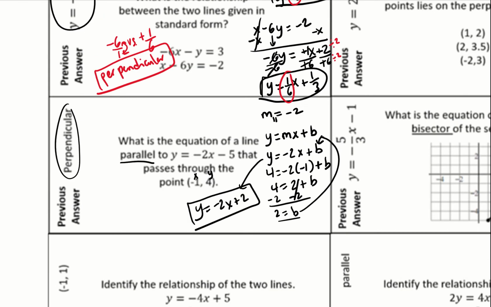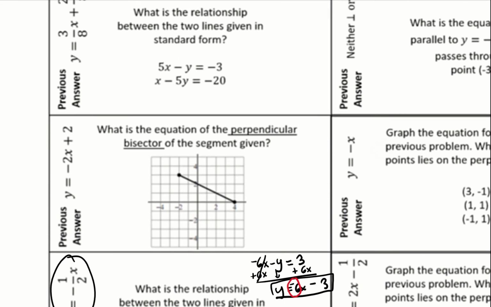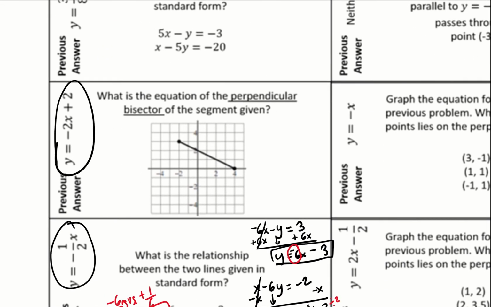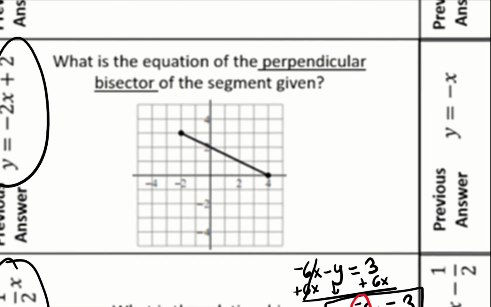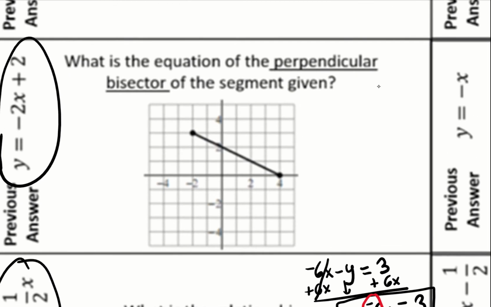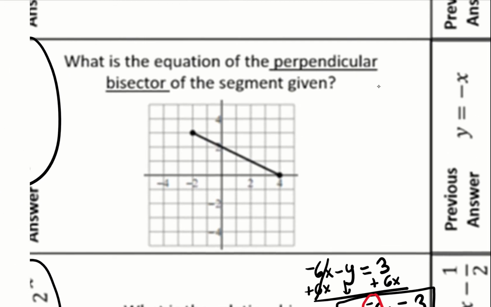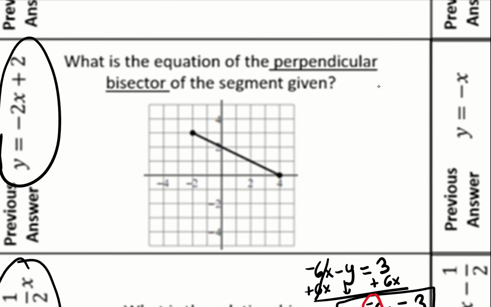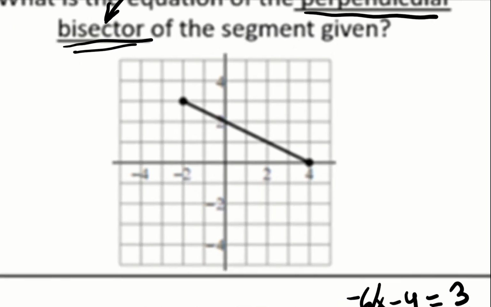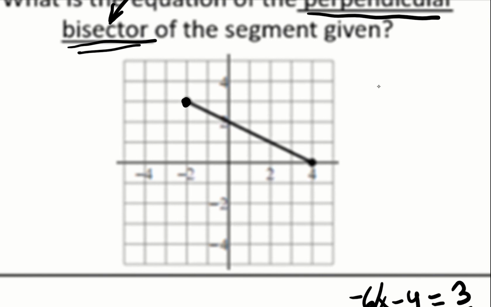Okay, so let's go ahead and use that equation we have right here. So that equation answers that question. So what is the equation of the perpendicular bisector of the segment given? Now they want two things here. They want perpendicular and they want a bisector. Bisector means cut in half. So that means we need to find the midpoint. So we need to find the midpoint of this line segment, and we need to cut this in a 90-degree angle, which means we're going to need to find the slope. So let's find these 2 points first.